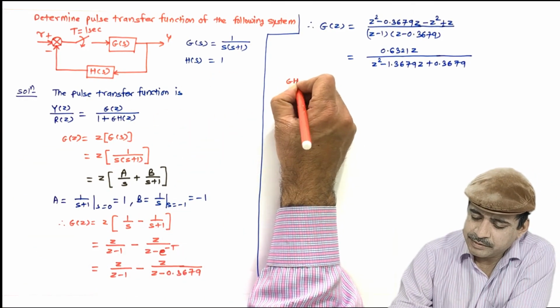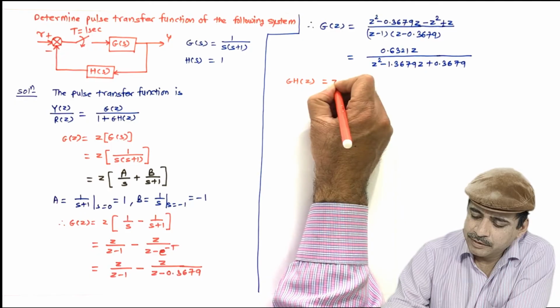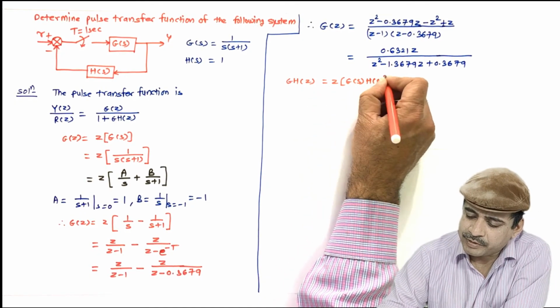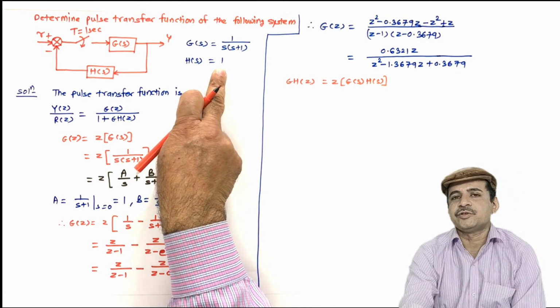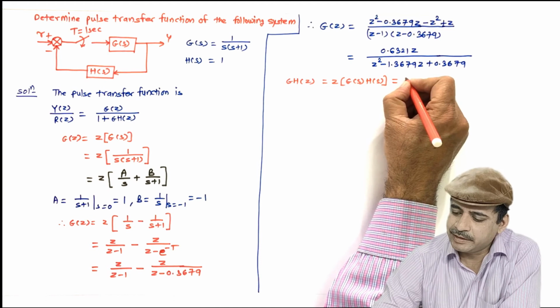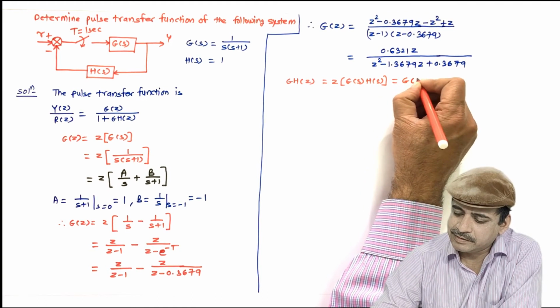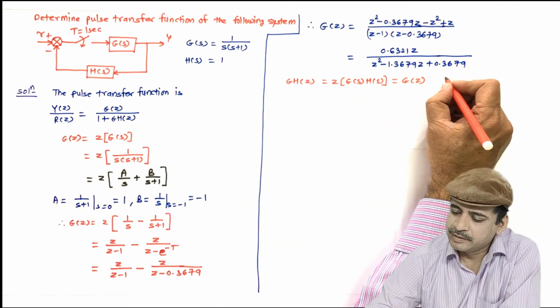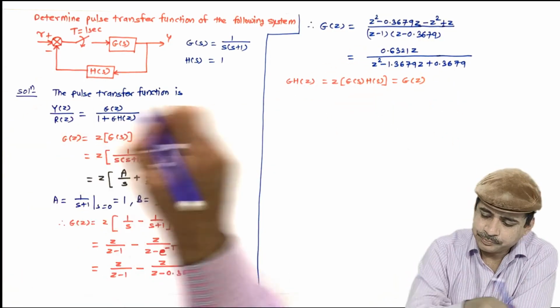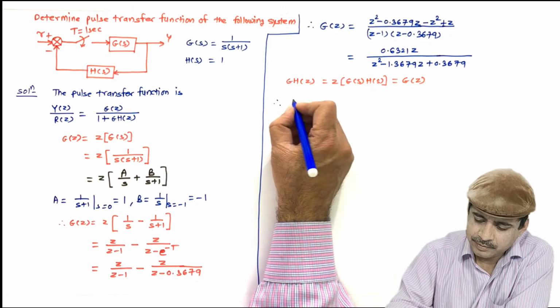Next we have to find out GHZ. Now GHZ is equal to the Z transform of G of S into H of S. So what is H of S? H of S is 1. So this will be equal to the Z transform of G of S, and that is nothing but, in this case, G of Z. And already we have obtained it.